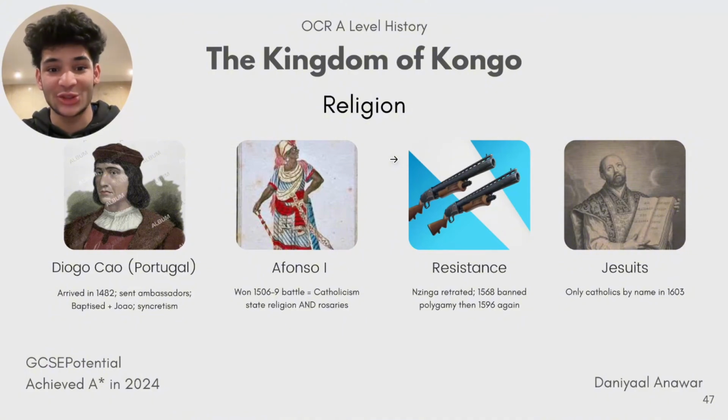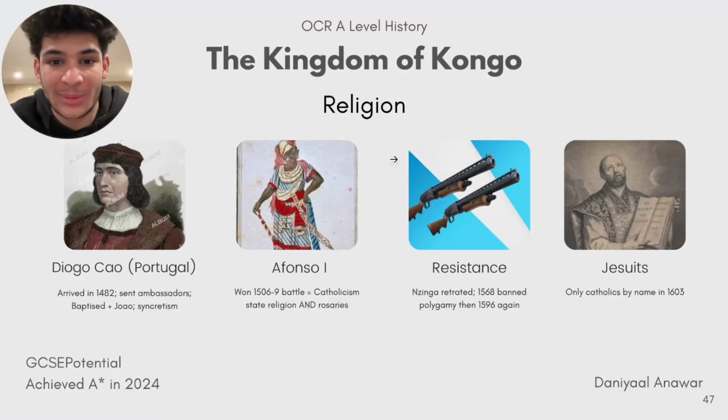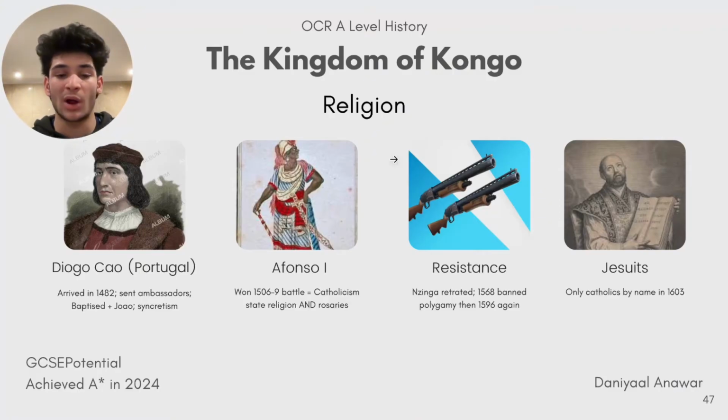Second point, Alfonso I. So he was the king of Congo at the time, the Mani Congo. He won a battle between 1506 and 1509.